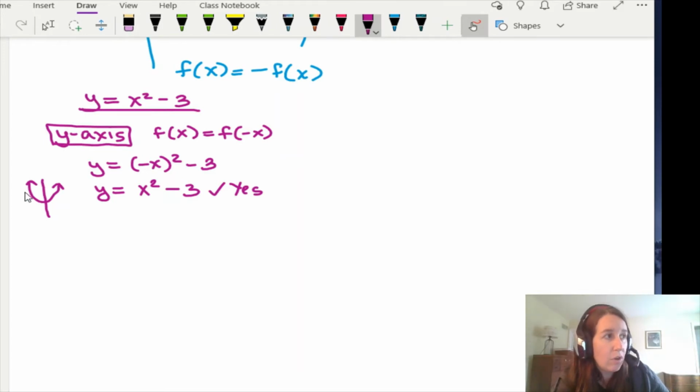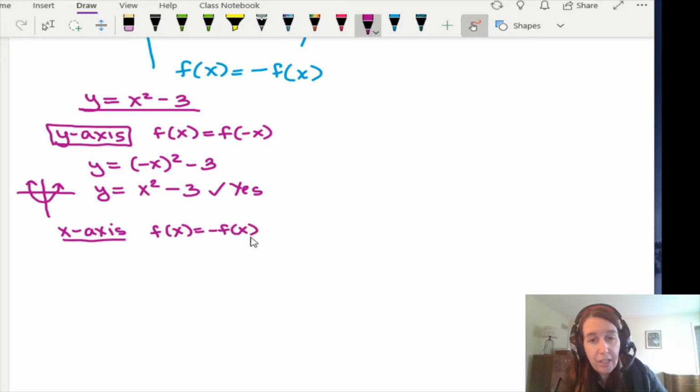But let's say you don't. Here, I'm going to graph it a little bit more accurately, right? It's x squared minus 3. To check for the x-axis, okay? To check for the x-axis, we're going to be checking, is the f of x equal to the opposite of the f of x? In other words, put the y value in as a negative. So negative y equals x squared minus 3, going back to the original equation every time, okay?